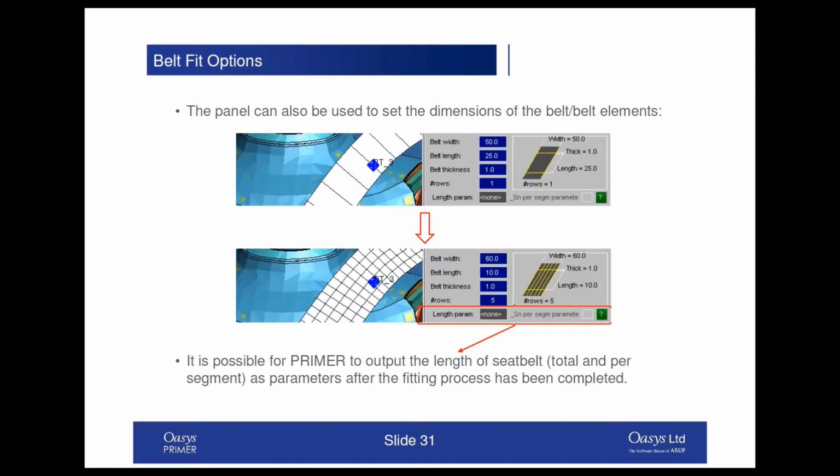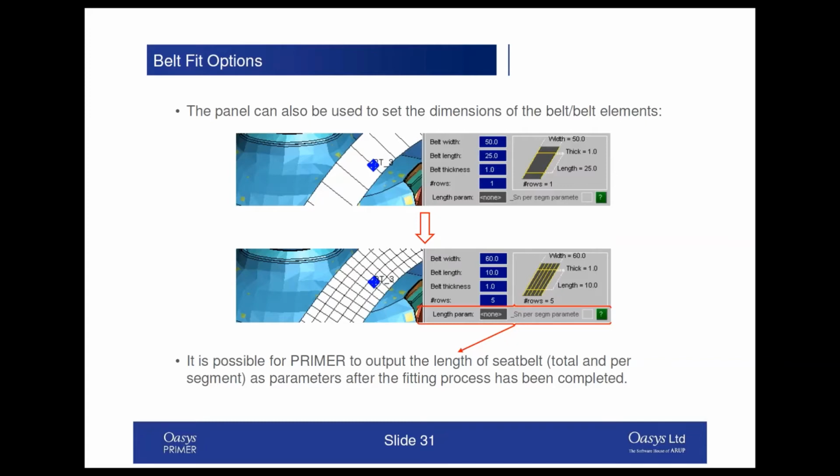This panel can also be used to set the dimensions of our belt or the belt elements. So the default is shown at the top there, and that's what we're starting with our belt. We had 50mm width, 25mm length, so that's the element length along the belt. We've got the belt thickness as 1mm, and then the number of elements across the belt as being 1. So that's what Primer is showing in white there. So that's not elements yet, but it's where the elements will go when we mesh the belt.